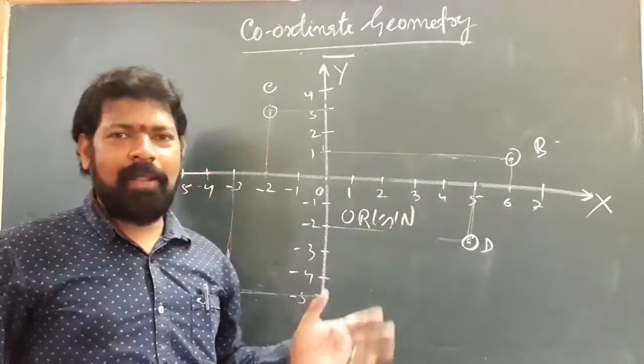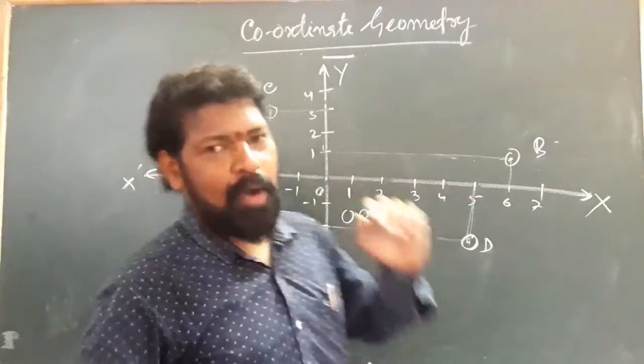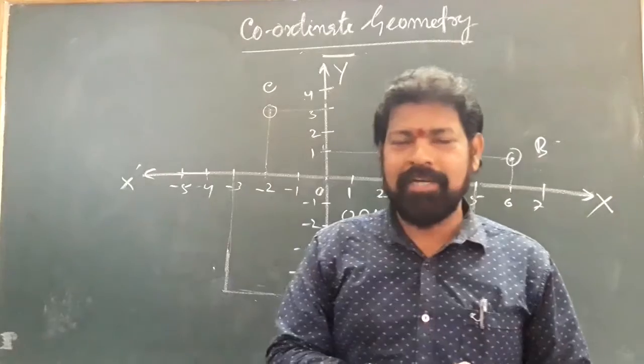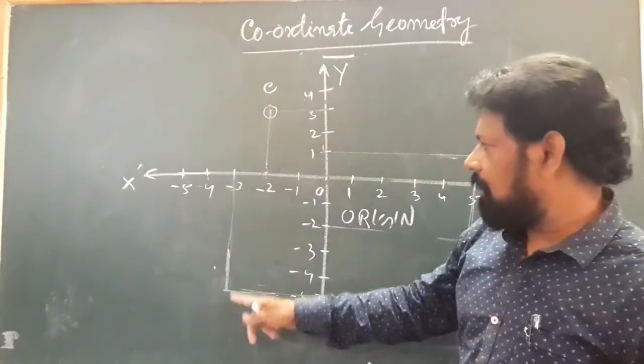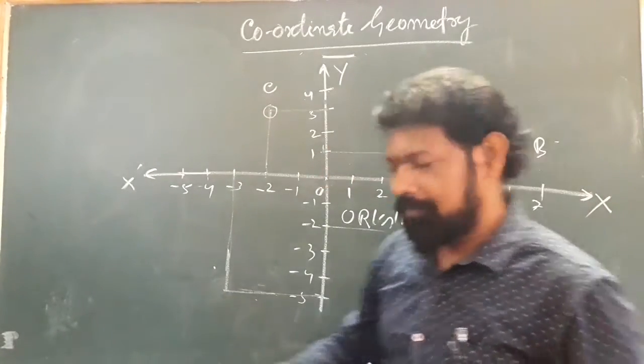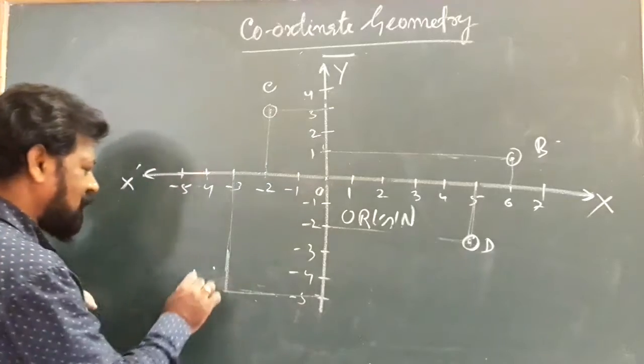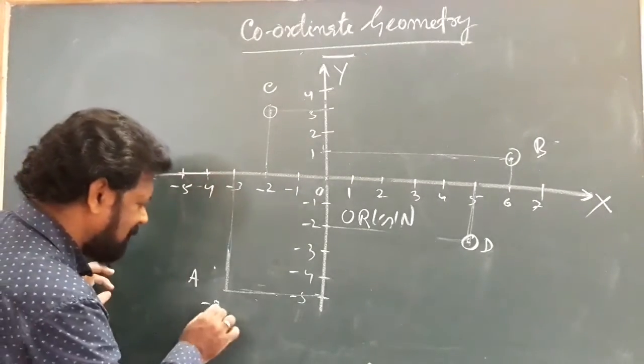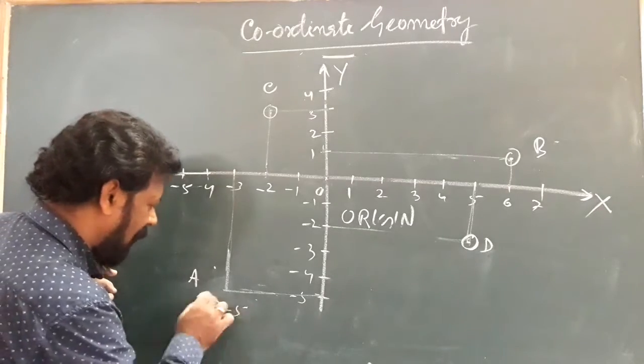I divided the entire plane into four different quadrants: quadrant 1, quadrant 2, quadrant 3 and quadrant 4. And I have given four different points. Let's find the address of the point A. First I will write the abscissa and then I will write the ordinate. Abscissa value is -3 and ordinate is -5.